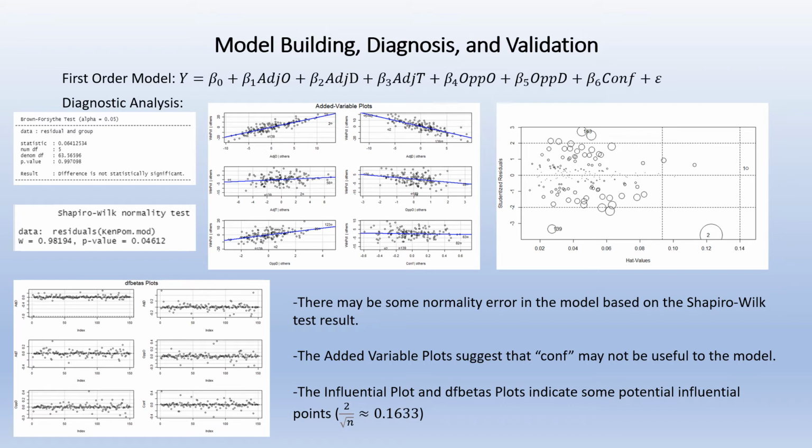As for the DFBETAS plots, it is pretty obvious that there are some influential points because 2 divided by the square root of n comes out to be 0.1633, so any absolute value greater than that in the plots is considered to be influential, and there are some to be seen in most of these plots, so remedial measures will definitely have to be taken, possibly robust regression, and we will see what that does.